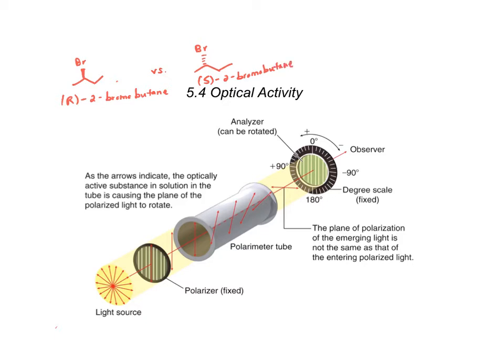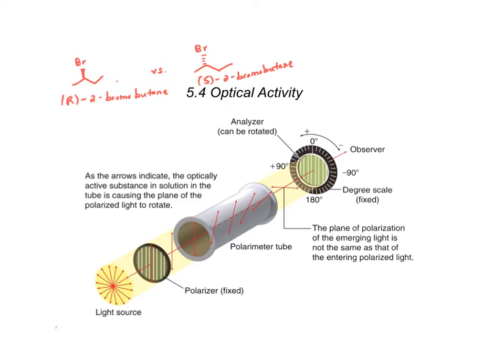So these guys are chiral molecules, right? We have a chirality center present in this molecule. Because of this, these guys are going to be optically active. They will rotate plane polarized light whenever you shine plane polarized light through them, okay?